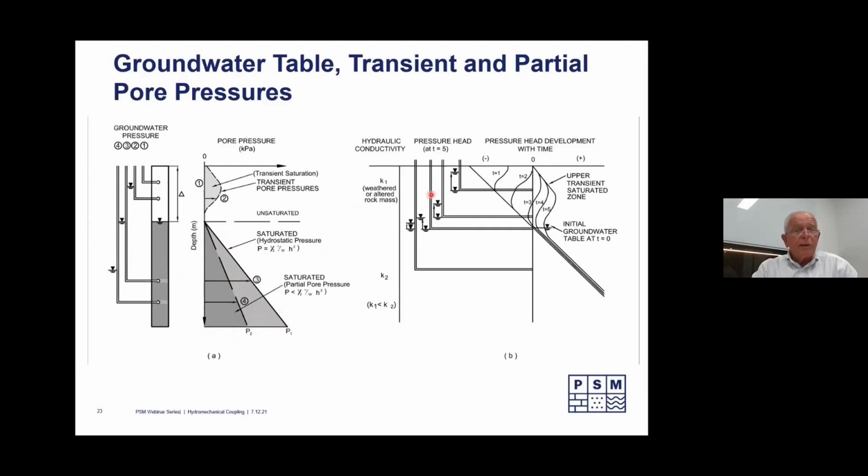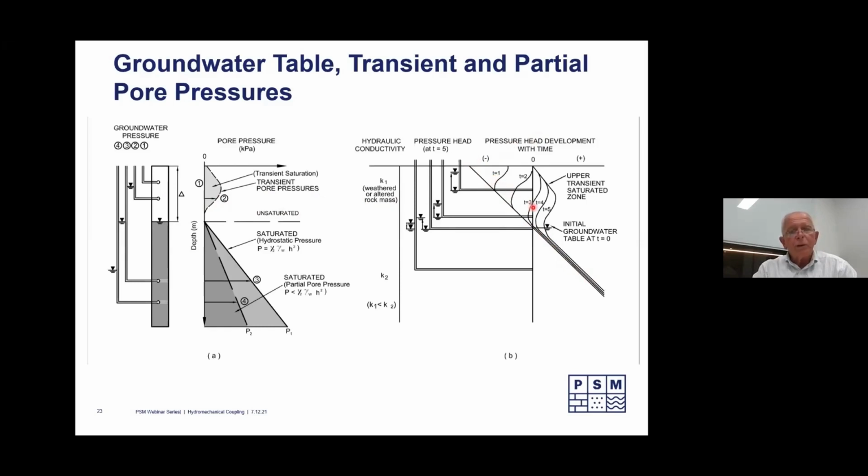Now we come across to the right-hand side. And we've got the same sort of system. We've got piezometers at the same elevations as for the tube on the left, and we're measuring what happens over time. So our pressure head here starts as negative at the ground surface, goes to 0 at the water table, and then becomes hydrostatic below that.